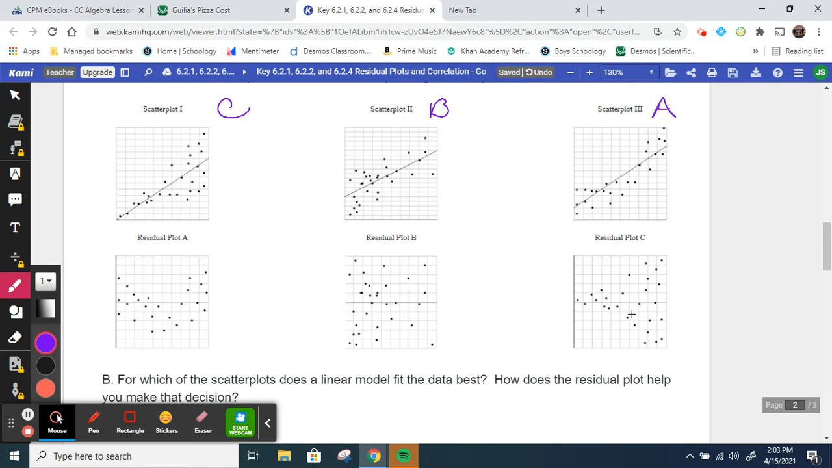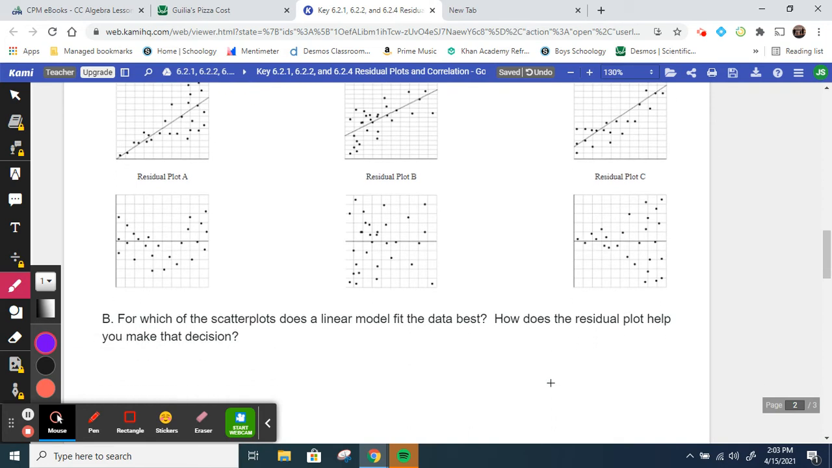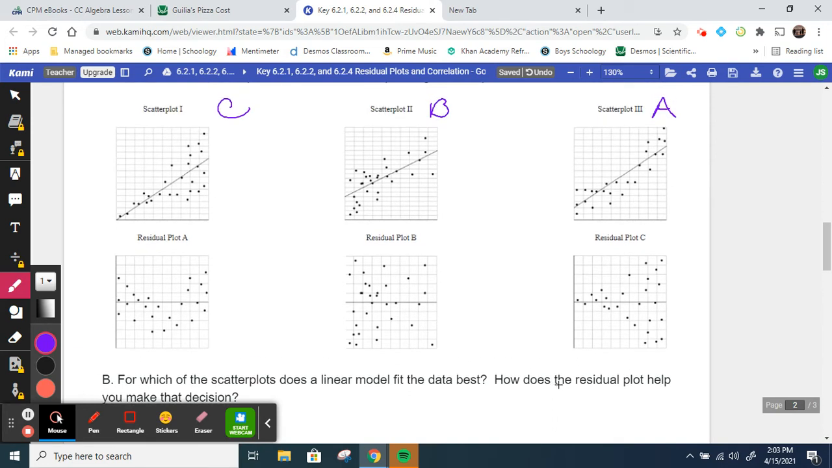And so then it asks for which of the scatter plots a linear model fits the best, and how does the residual plot help you to make that decision? So when you look at this data, you might think, oh, not really, none of them are really strong and linear. But in this one, it starts out linear and then it gets wider apart. So I'd probably say no on that one. This one is maybe moderately linear, like the whole chunk is linear. This one seems to be curving. So if I had to say which one was linear, I would say B.